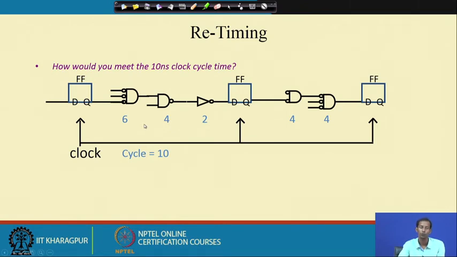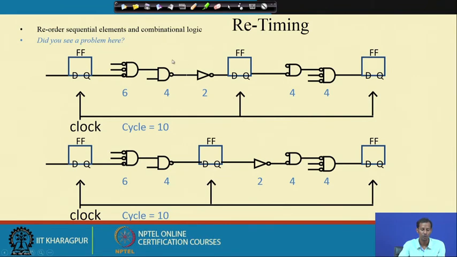So, at that time what do I have to do? I have to use a technique named retiming. Here in this path it is taking 6 plus 4 plus 2, that means 12, and in the other it is 4 plus 4. If I place the flip flop in this particular position, then this path will take 6 plus 4, which is 10, and here 2 plus 4 plus 4, that is 10. So, you see the flip flop has been moved to this position to balance the two paths at 10 each. Now I can set the cycle time as 10.